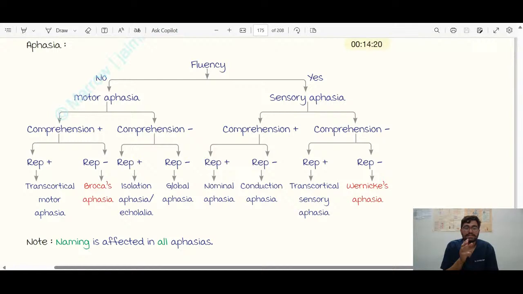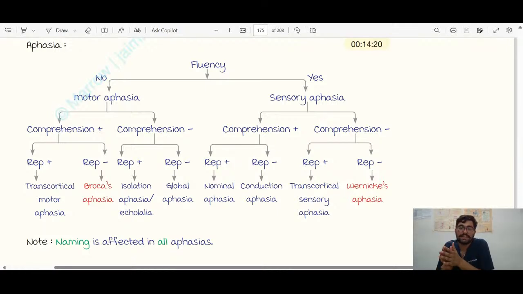In motor aphasia, comprehension may be positive or not. If comprehension is positive, check repetition. If repetition is present, it is transcortical motor aphasia. If not repeating, it is Broca's aphasia. If comprehension is absent and repetition is present, it is mixed transcortical aphasia with echolalia. If repetition is absent, it is global aphasia. These are all non-fluent.